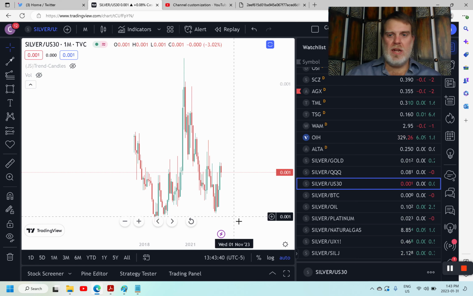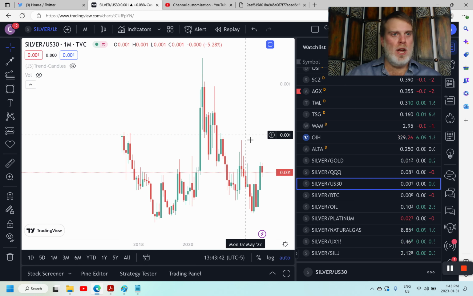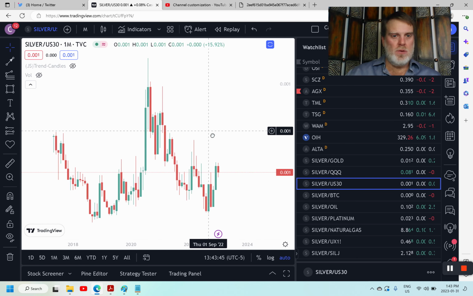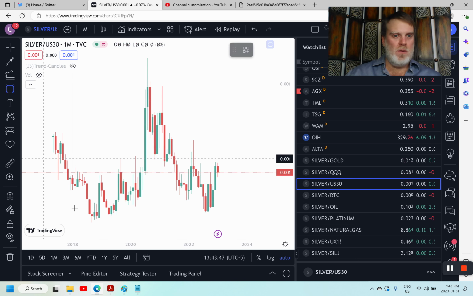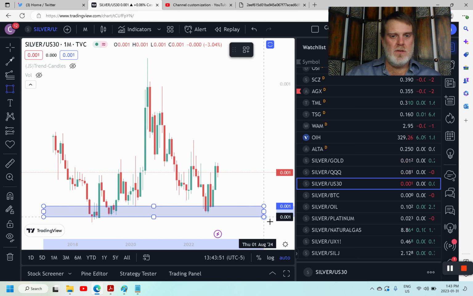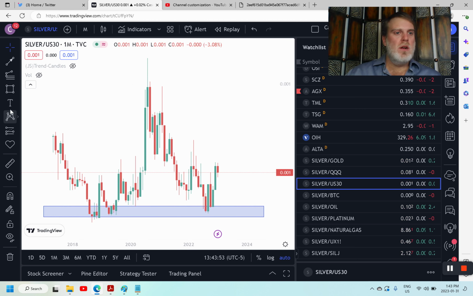All right, let's look at silver versus the Dow. So this one is not as ugly for silver, or as much of a deal for silver, whichever way you want to look at it. So we've got a support here, and then we have a zone kind of over here.